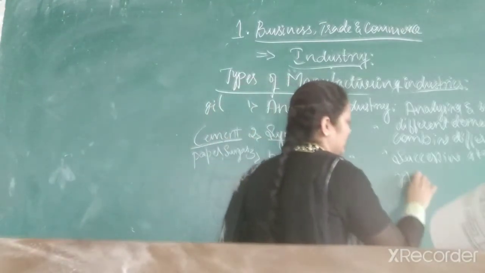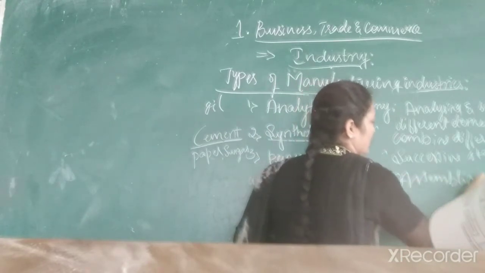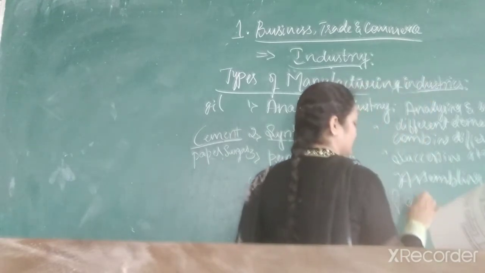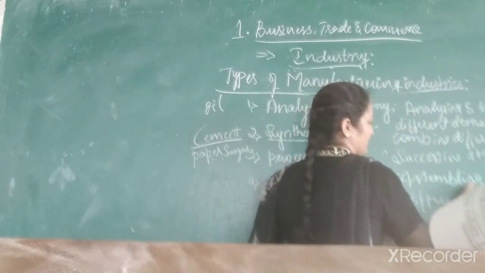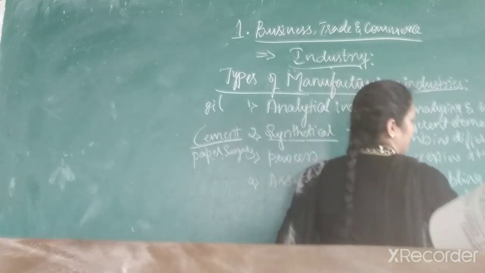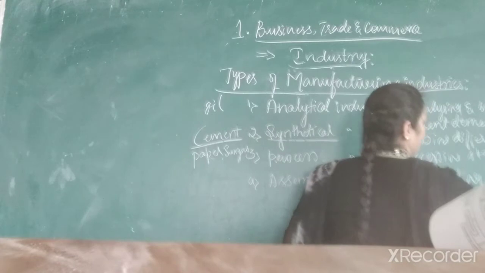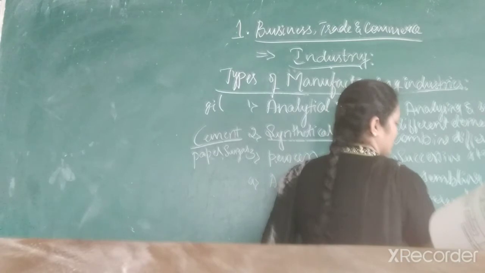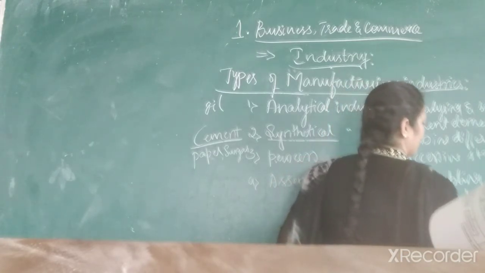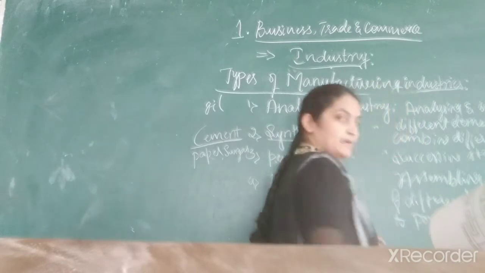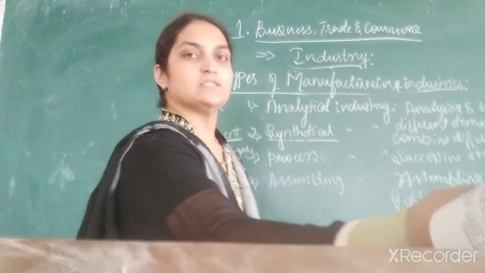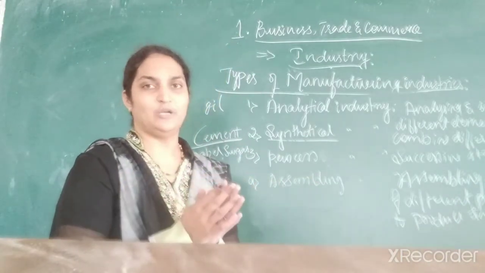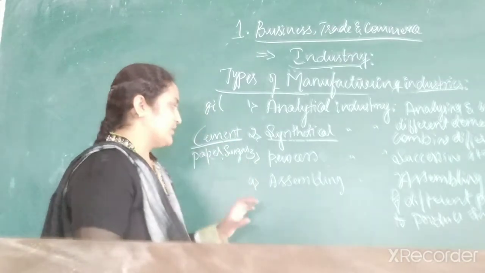Assembling or combining different products or different elements to produce or manufacture a single product is called assembly industries. So assembly industries are those which assemble different products, which combine different products in order to produce a single product.